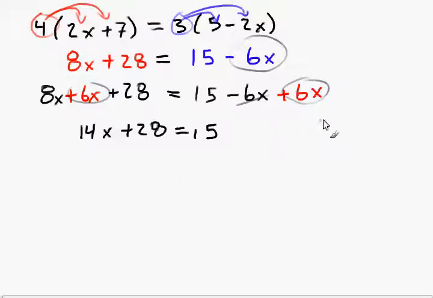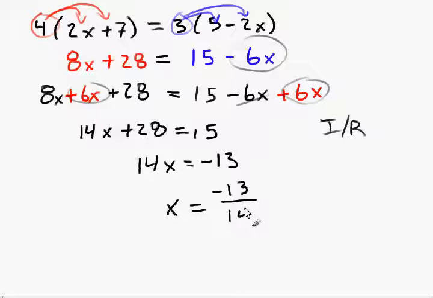Now, we're just going to do a little inverse reverse and solve. Subtract 28 from both sides. 14x is negative 13. Divide both sides by 14. x is negative 13 divided by 14. And we have our solution.